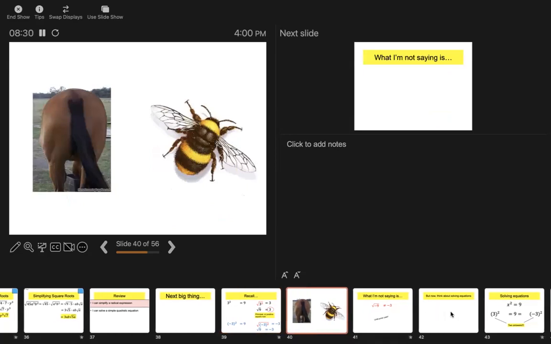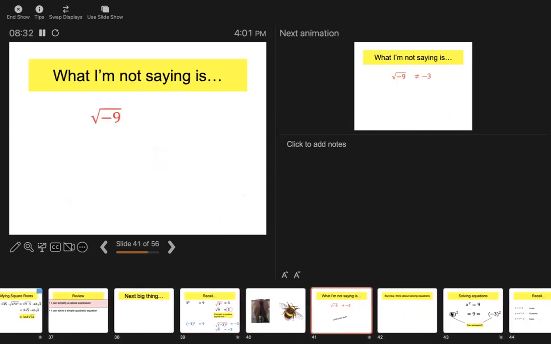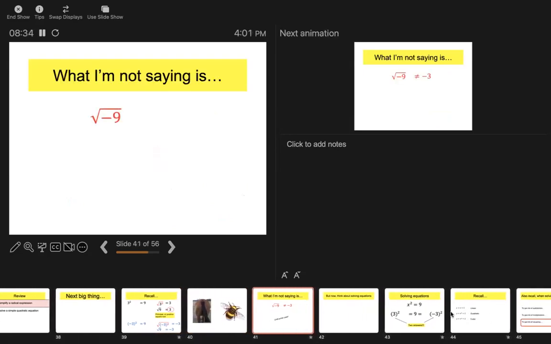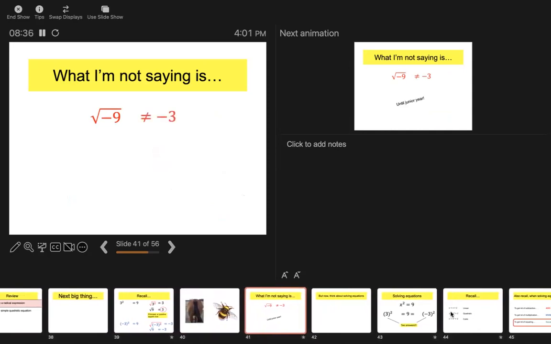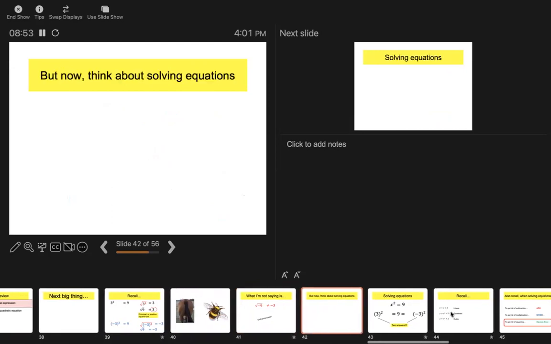Now, be careful. I'm not talking about this. What I'm not saying is the square root of negative 9 is negative 3. I'm not saying that at all, right? That will not be true. In junior year is when you find out how to take the square root of a negative number. And by the way, it still won't be negative 3. It'll be a different answer, but you'll find out about that next year in Algebra 2.